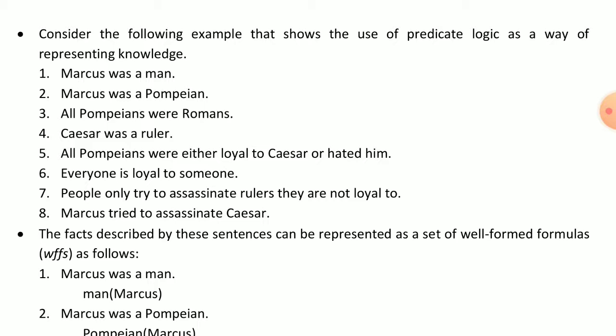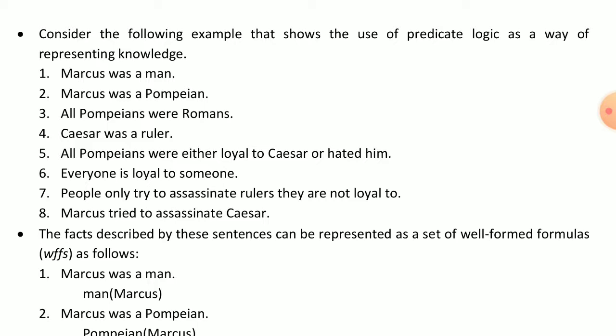Second is Marcus was a Pompeian. Third is all Pompeians were Romans. Fourth is Caesar was a ruler. Fifth is all Pompeians were either loyal to Caesar or hated him. Sixth is everyone is loyal to someone. Seventh is people only try to assassinate rulers they are not loyal to. Eighth is Marcus tried to assassinate Caesar.